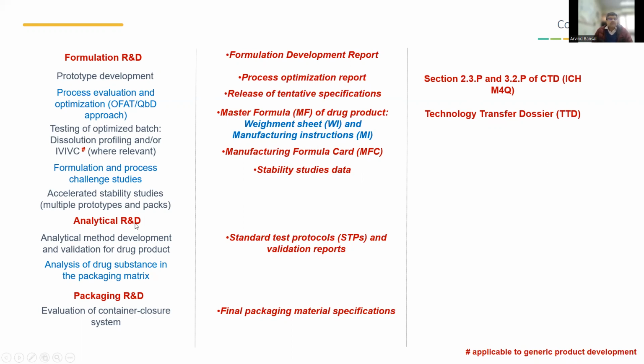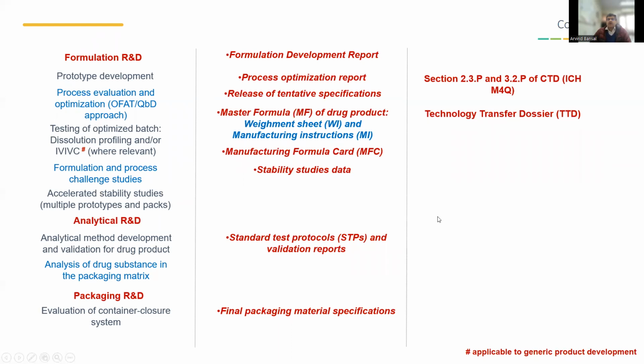The analytical team in stage 2 performs the analytical method development and validation for the drug product and the analysis of the drug substance in the packaging matrix. The outcome would be the standard test procedures or protocols and validation reports for the analytical methods. The packaging R&D will evaluate the container closure system and will suggest final packaging material specifications.